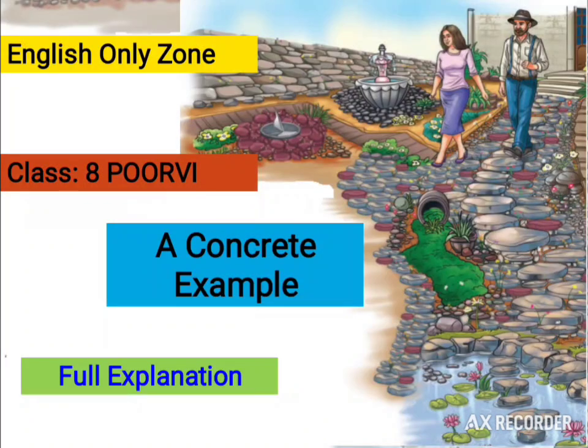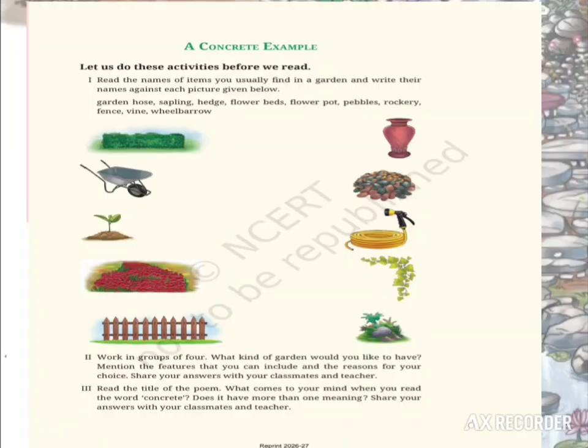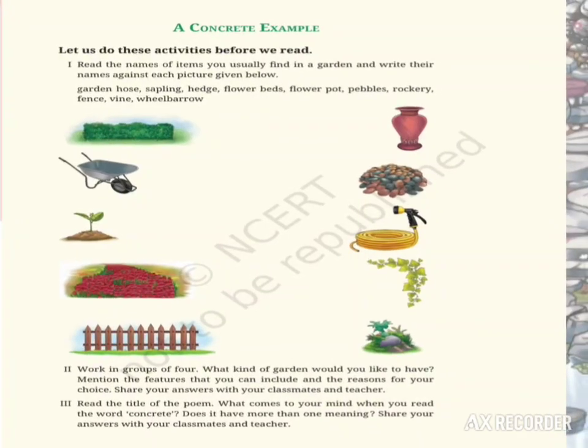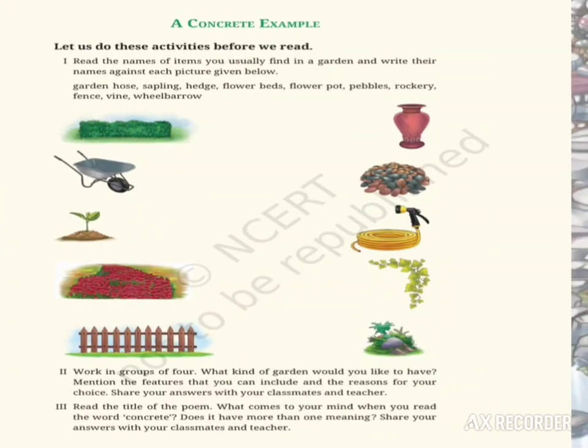Today we are going to study a poem from our Class 8th English book, Poorvi. And the name of the poem is A Concrete Example. So before we study the poem, let's do this exercise given before the poem in the book. So here are some images and some words written. We have to find out the name of the words from these images.